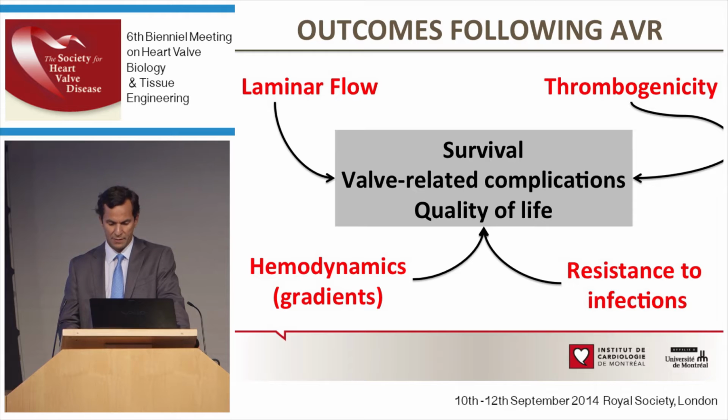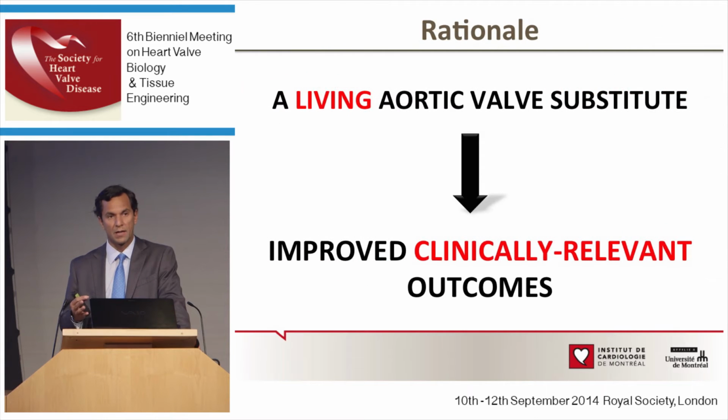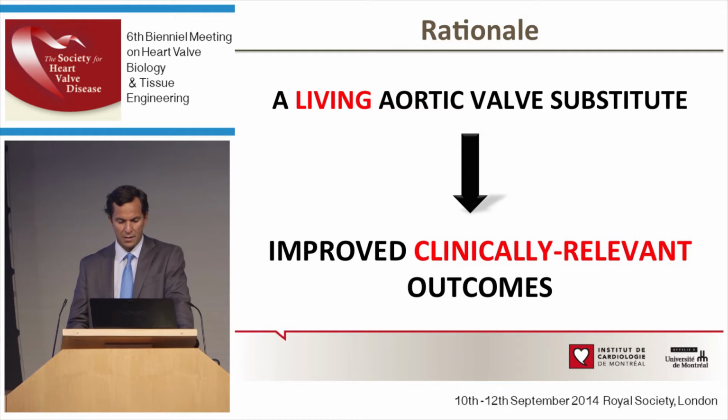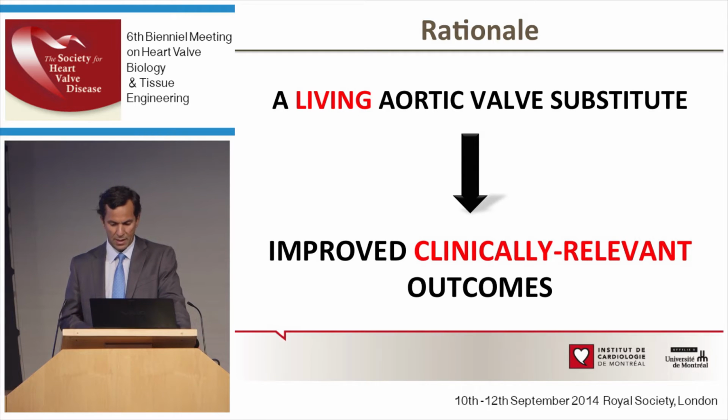So the rationale behind the Ross procedure is really the idea that a living aortic valve substitute, because it may reproduce some of these functions which we talked about in the previous slide in terms of flow and thrombogenicity and resistance to infection, may translate into improved clinically relevant outcomes.